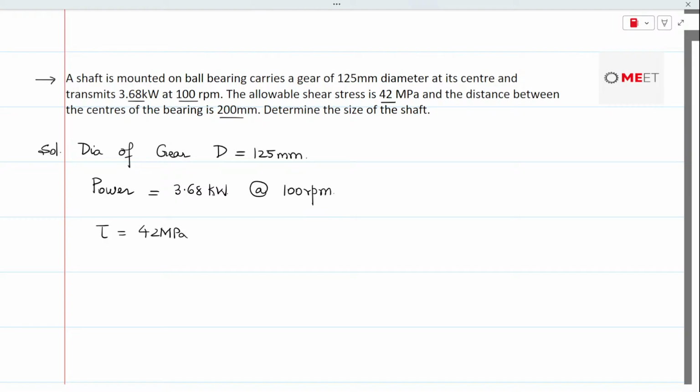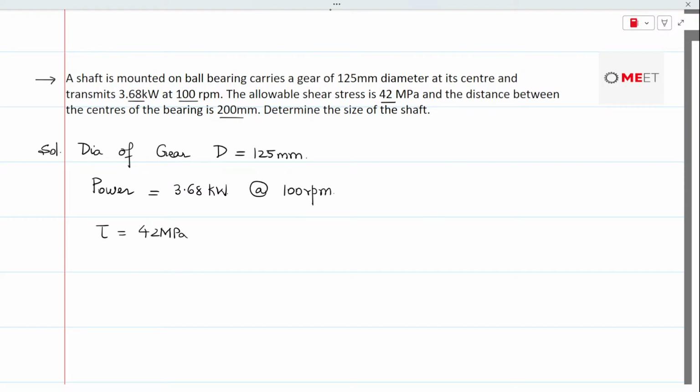So once the allowable shear stress is given, the design criteria would be based on application of Tresca or Guest theory, which is also known as maximum shear stress theory, that could be used, or else the same result derived out of these two theory is using the equivalent torque.